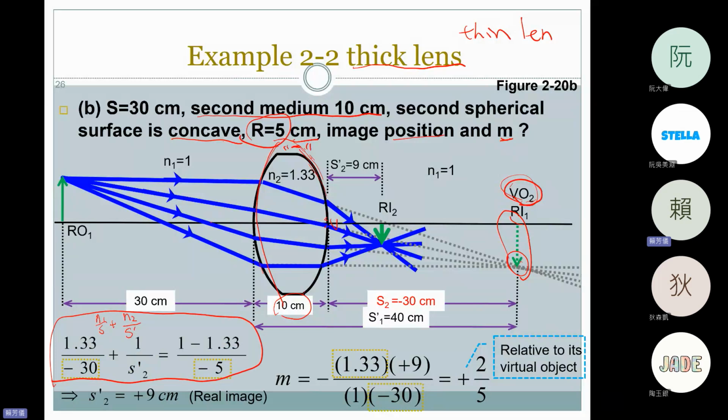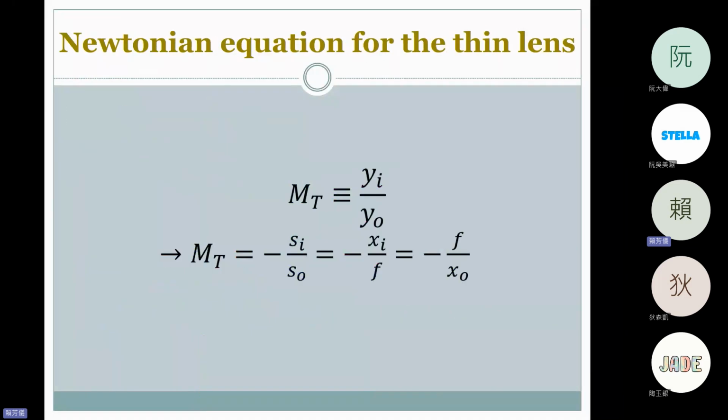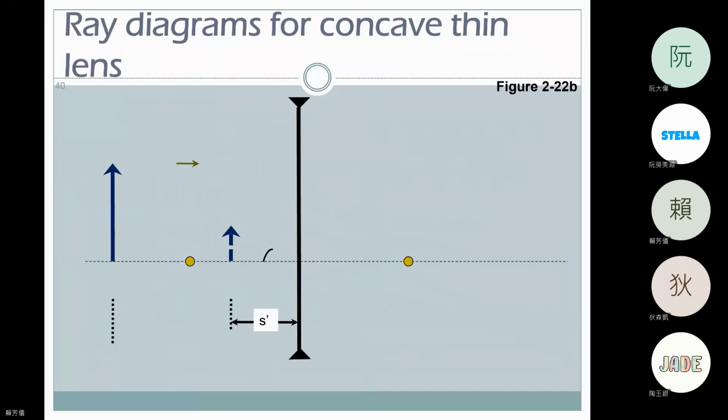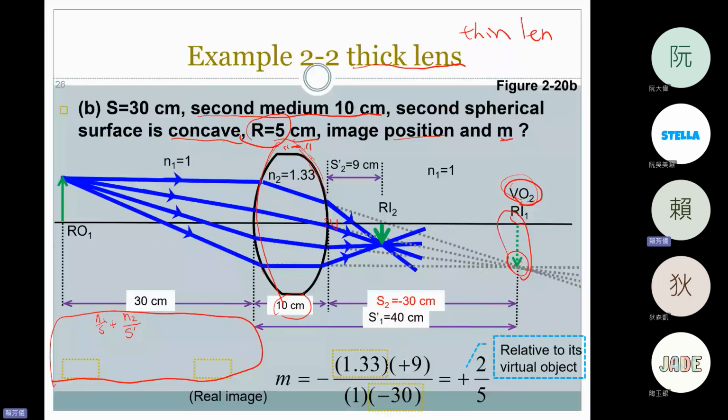Okay, so the N1 means the left side, the light travels from the left side. So the N1 means the left side. Okay, so the N1 is the refractive index of the left side, so it's here. So we must use 1.33 for the new N1.